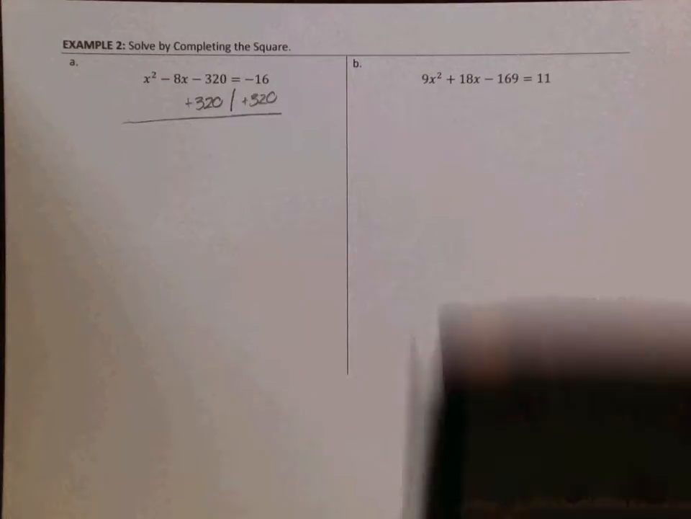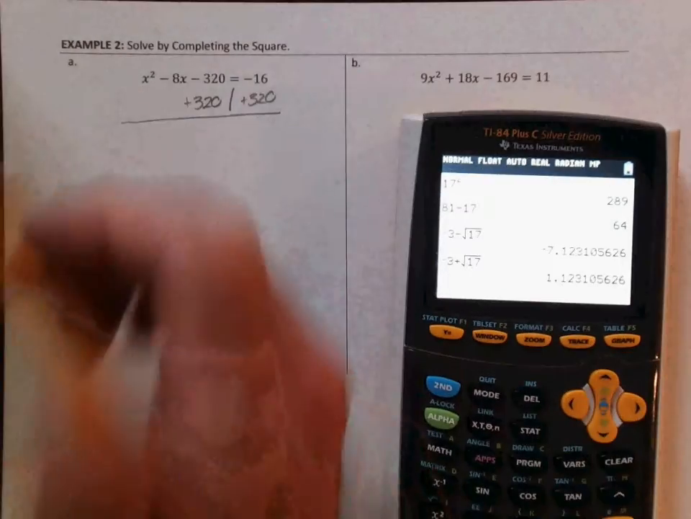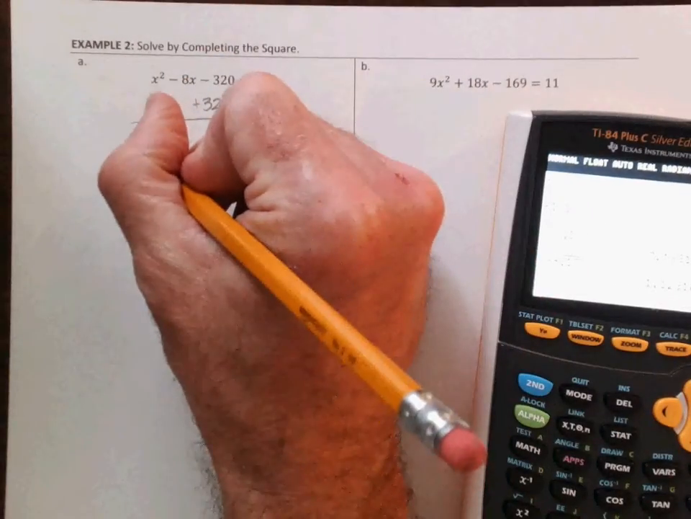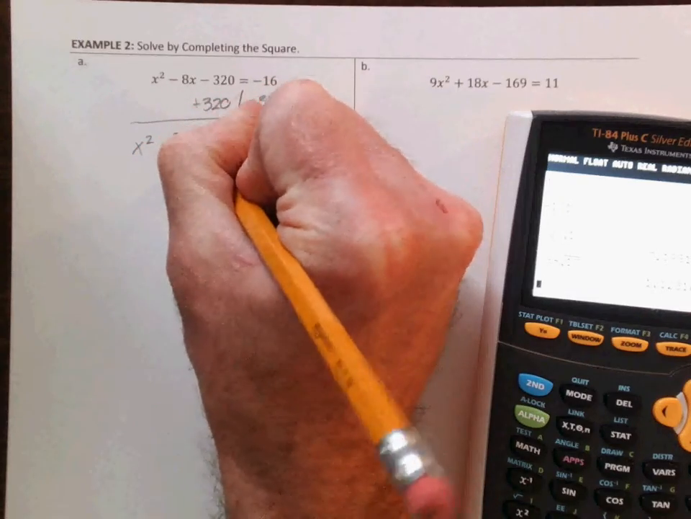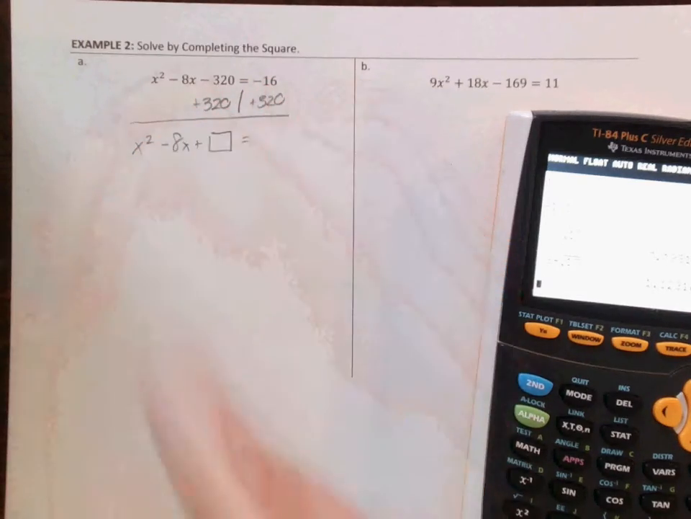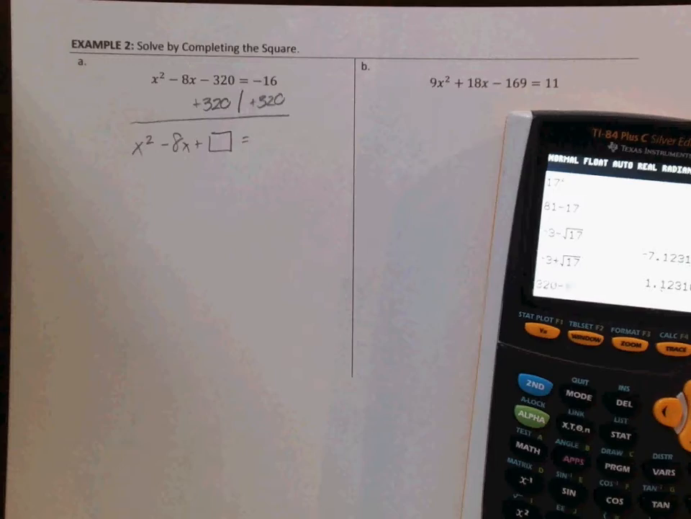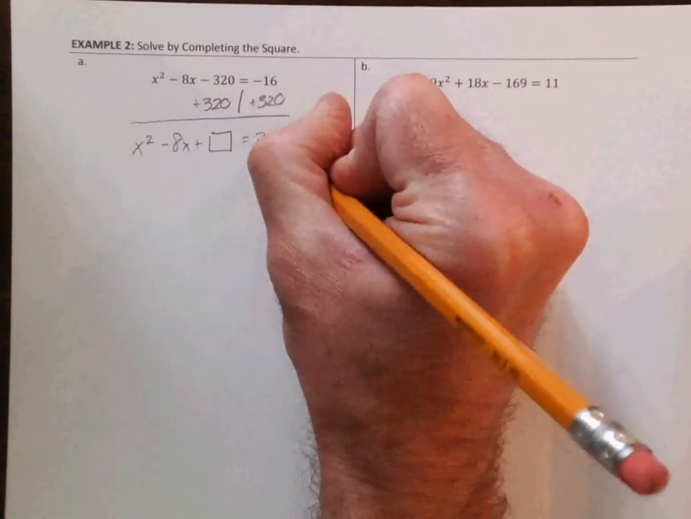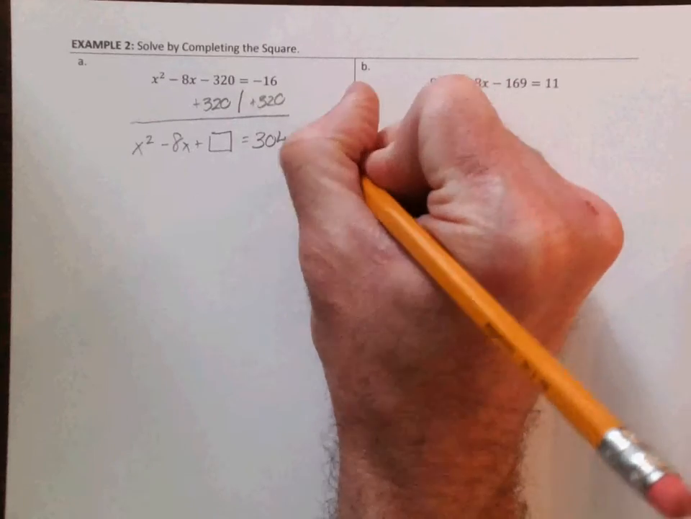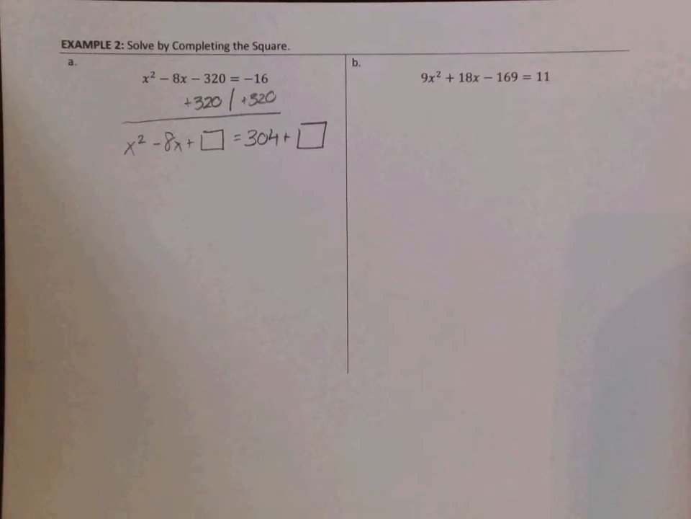So now, what I have is x squared minus 8x plus box is equal to, now 320 minus 16, that's 304. 304 plus box. I like to put the box on both sides so I remember to add the constant I am adding to complete the square to both sides.